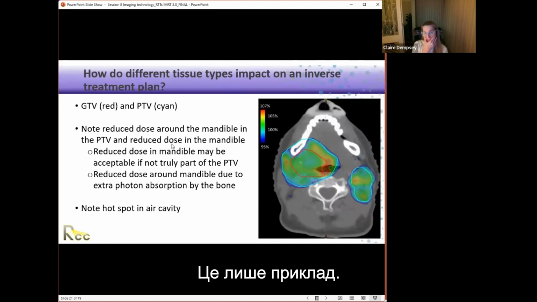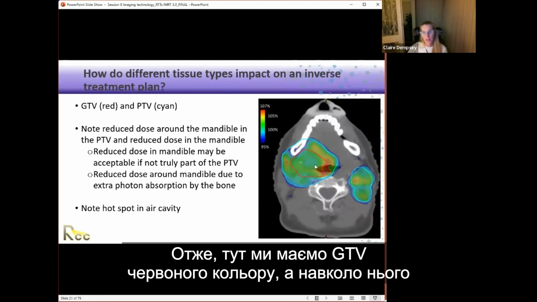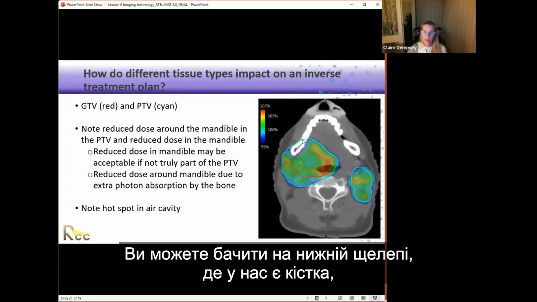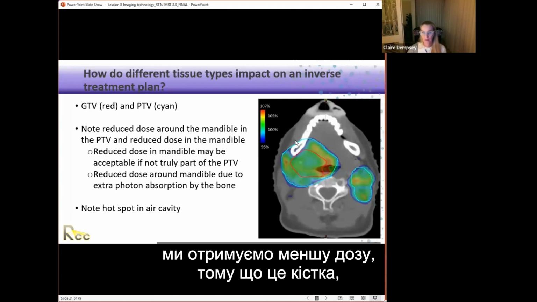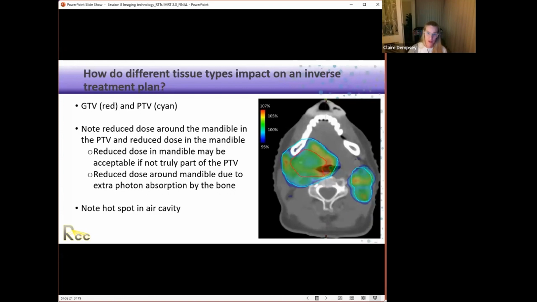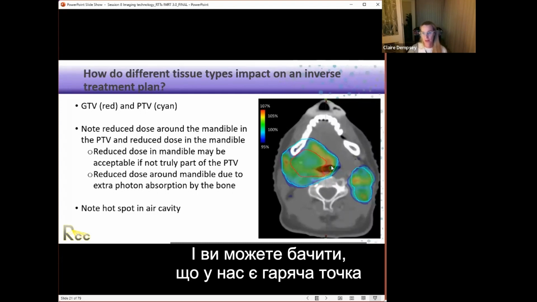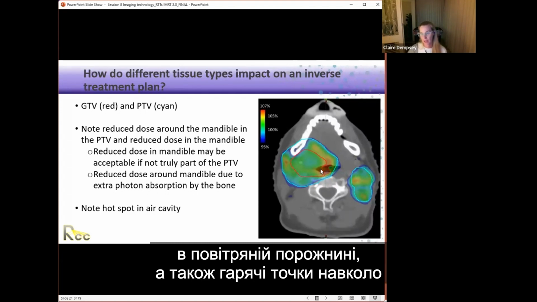So just an example. Here we have a GTV in red, and then we've got our PTV expansion in this sort of bluey green colour around that. So you can see in our mandible where we've got bone, we've got reduced dose because it is bone, it's absorbing more radiation. And we've also got some cold spots around the edges of our bone as well. And you can see we've got a hot spot in our air cavity here and hot spots just around our air cavity as well.